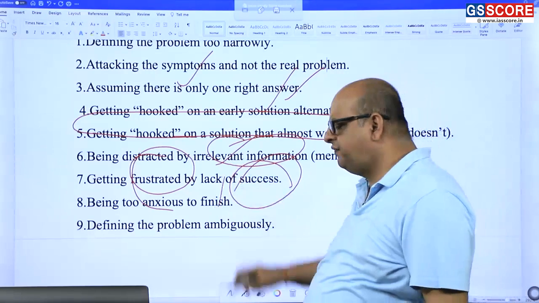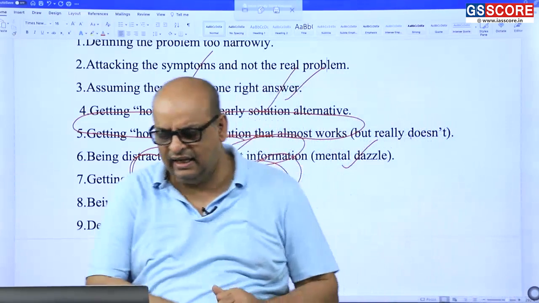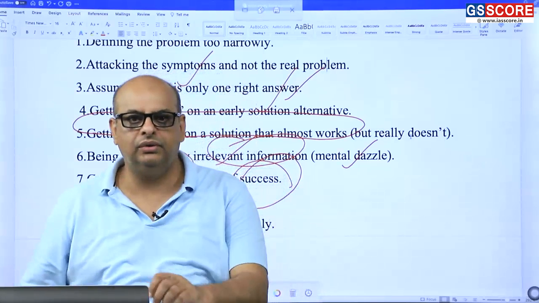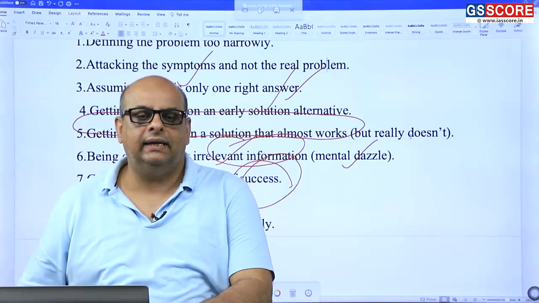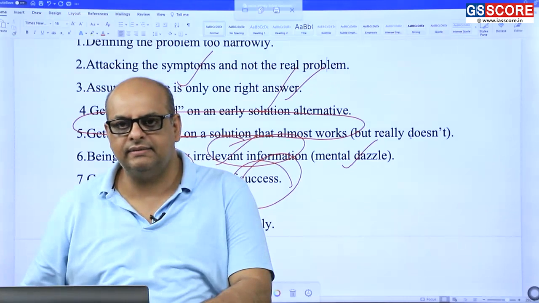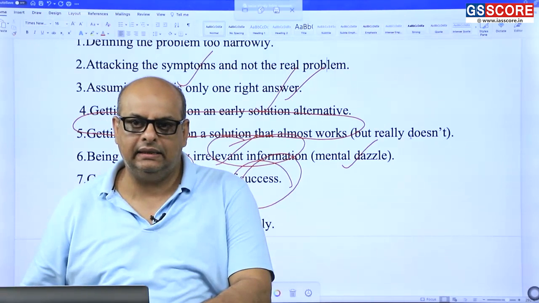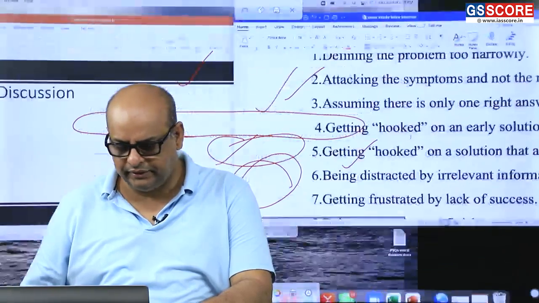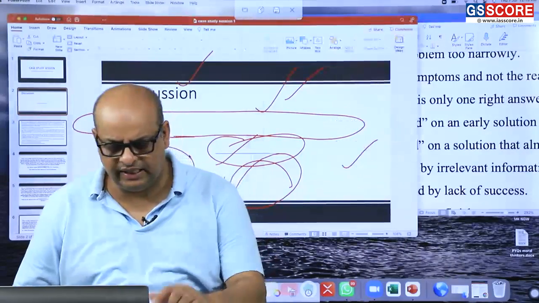And being anxious to finish. Obviously, I can understand this is a very genuine problem because you don't have time, so you want to finish, and that's okay. So you need to be anxious, but the question is how you are going to practice so that you can finish in 10 to 12 minutes. Fine. Let's come back again to the case study.